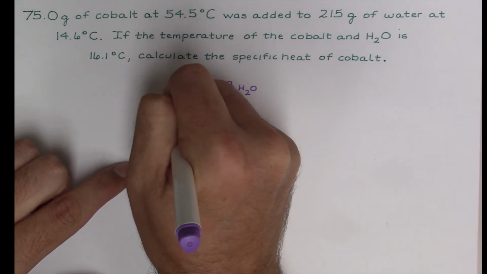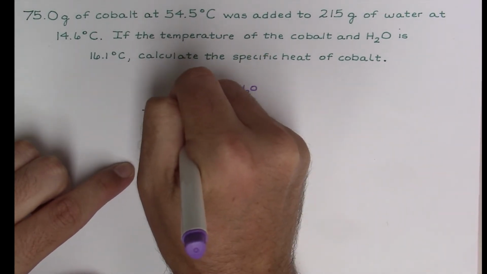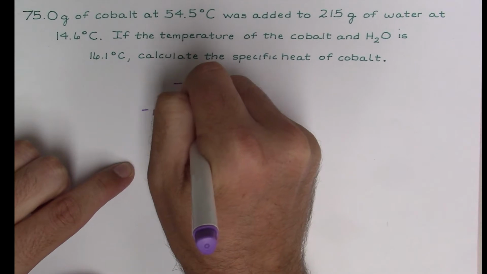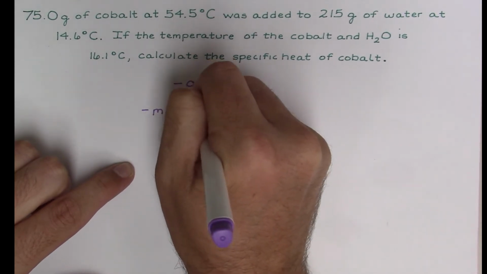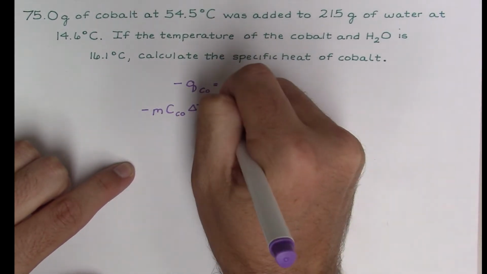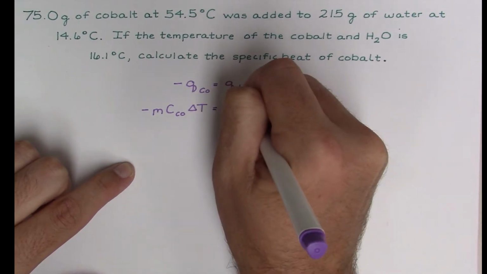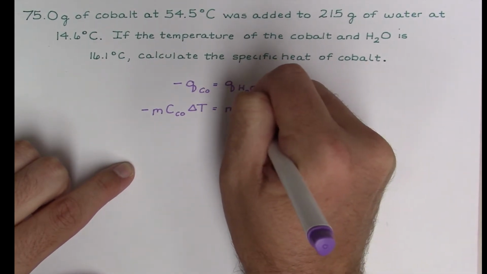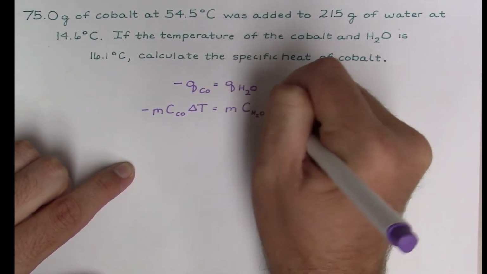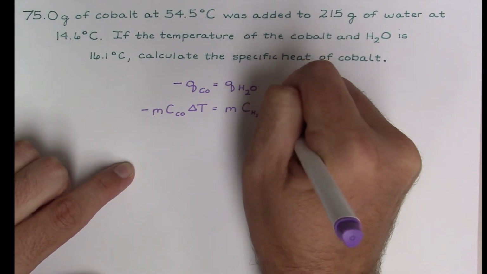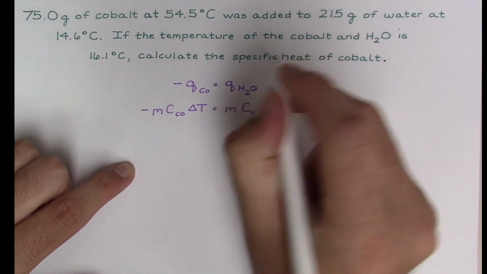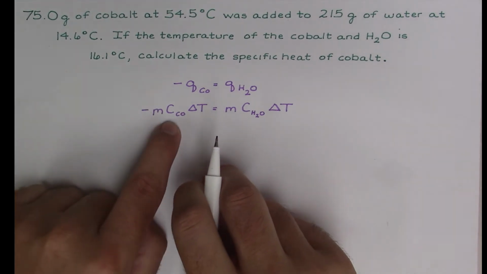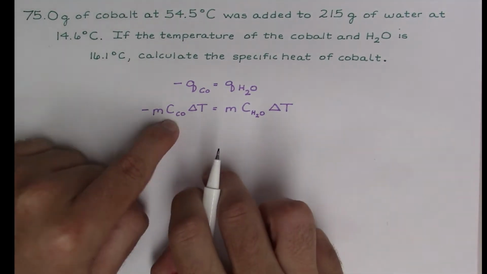So now we can substitute in our equation negative mcΔT, and in this case we will label the specific heat of cobalt because that's what we are solving for, and we will set that equal to an mcΔT of our water. Remember, the energy being lost by the cobalt will be gained by the water.